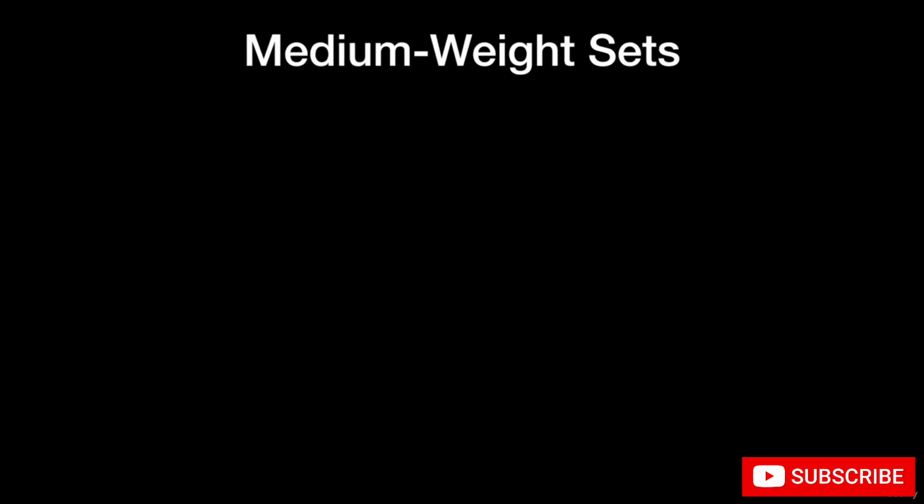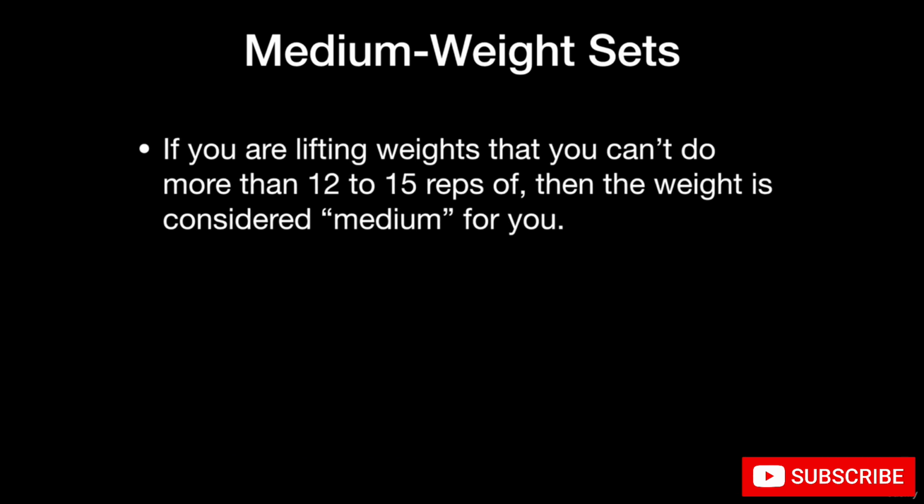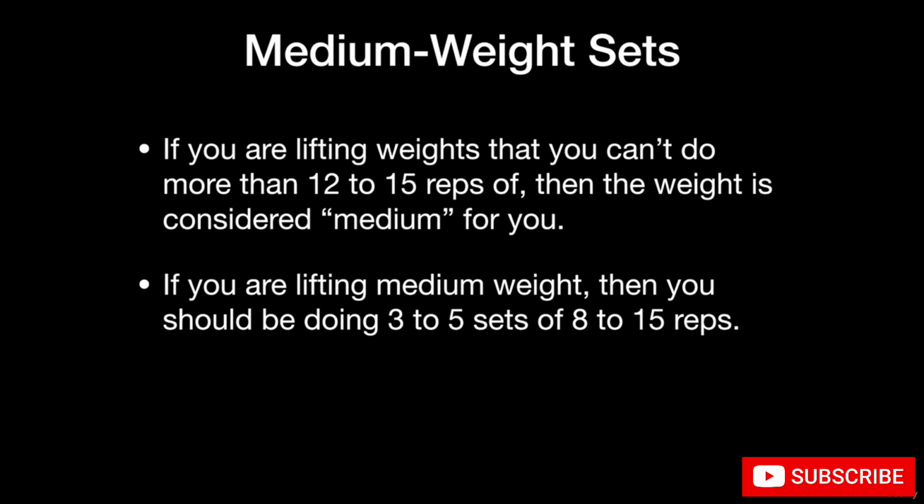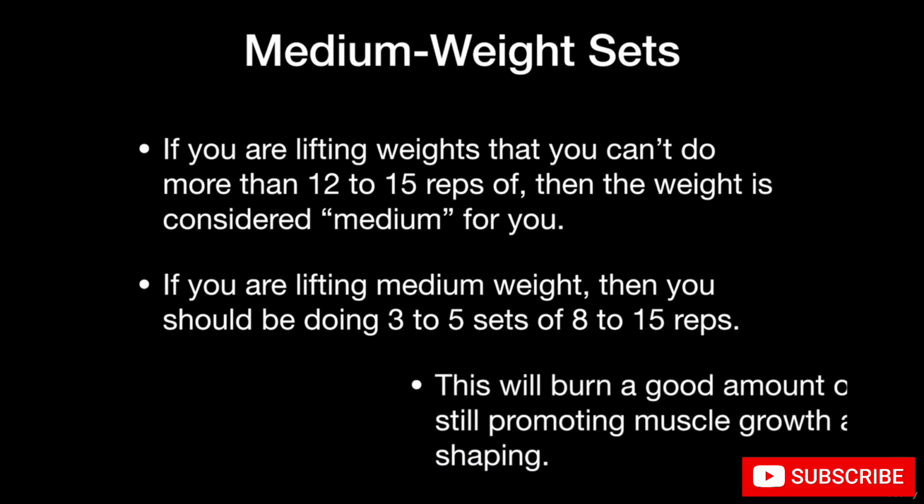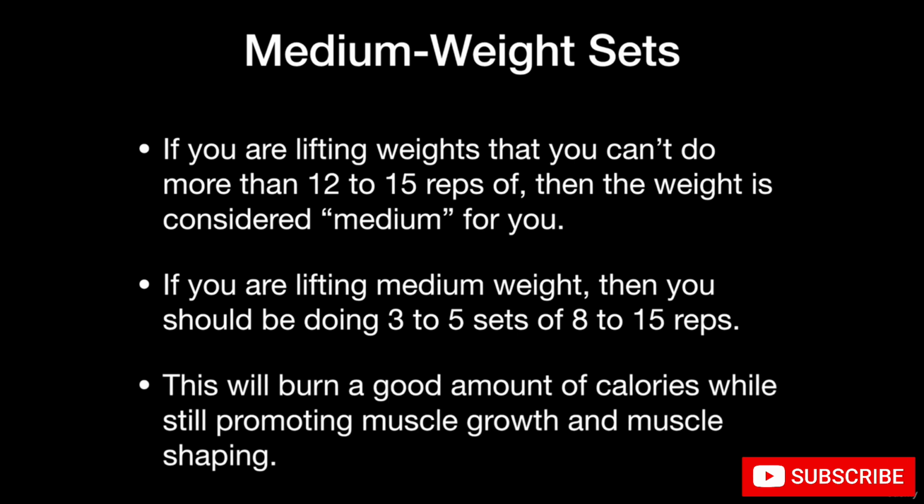Medium weight sets. If you're lifting weights that you can't do more than 12 to 15 reps of, then the weight is considered medium for you. If you're lifting medium weight, then you should be doing 3 to 5 sets of 8 to 15 reps. This will burn a good amount of calories while still promoting muscle growth and muscle shaping.